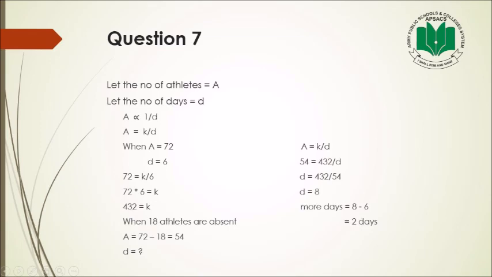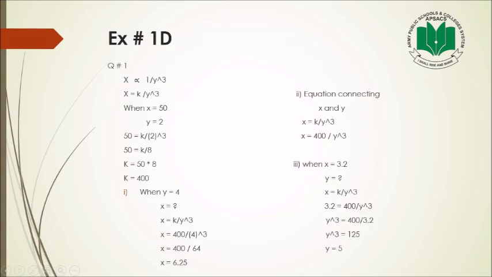As the number of athletes decreases, the food will last for 8 days. To find more days, we will subtract previous days from new days and we will get the answer. Dear students, exercise 1D is your 4th week assignment. I will solve only question number 1. You can easily solve all these questions if you understand this question.